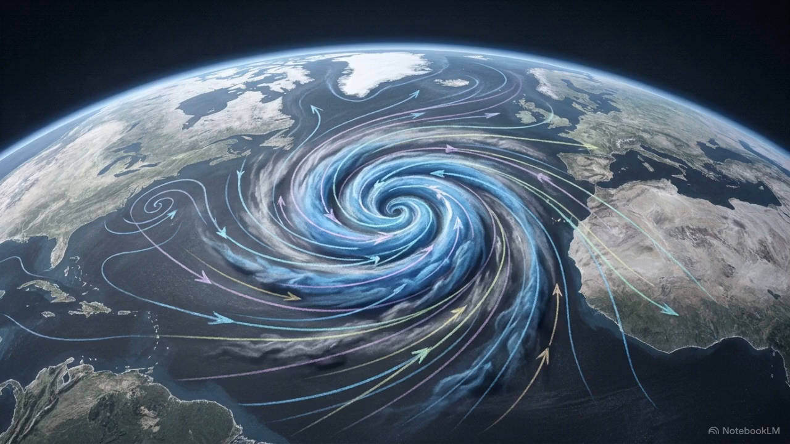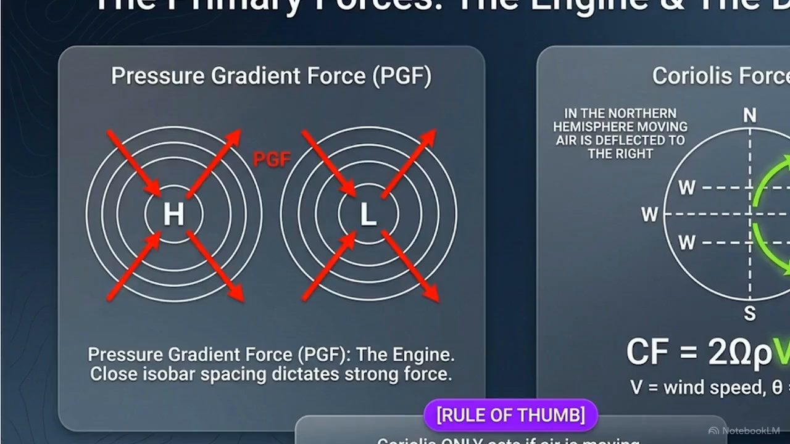engine generating these speeds. This diagram isolates the primary driver of all atmospheric movement, the pressure gradient force, or PGF. It acts as the engine, constantly pulling air from areas of high pressure directly into areas of low pressure. The spacing between these isobar rings dictates the physical strength of the force. Close spacing means a steep pressure gradient, generating high-velocity wind.